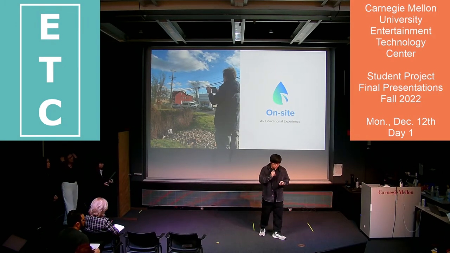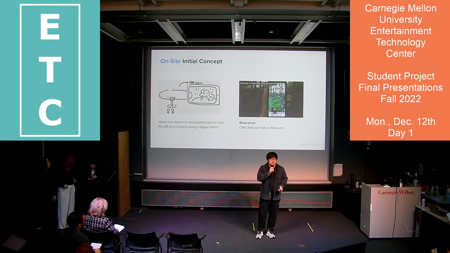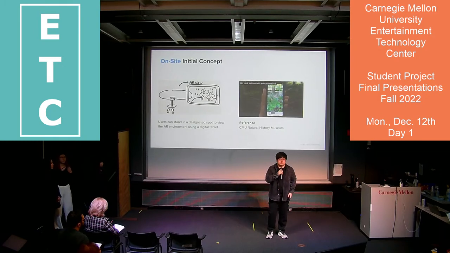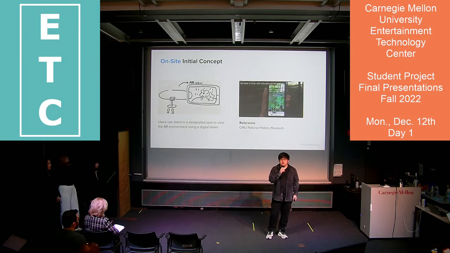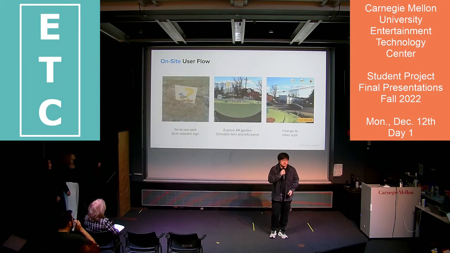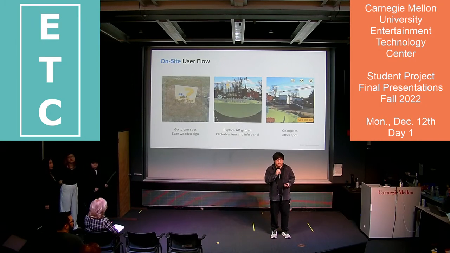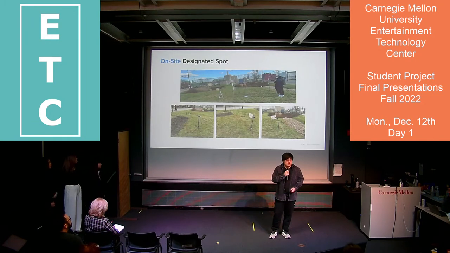Thanks, Alexa. So I'll talk about our on-site experience. This is our initial concept. The user can stand at a designated spot to see the virtual rain garden through the tablet, and we use the CMU Natural History Museum as the reference. Here's the user flow. The user first scans the sign, and after they interact with the rain garden, they can pass the tablet over to other users, and then they can move to another spot. We have a trailer video to show later.